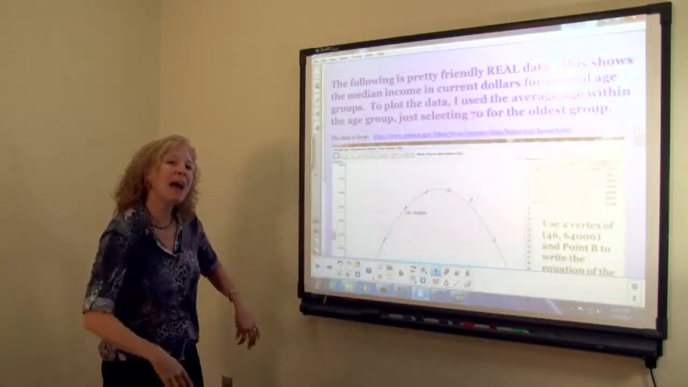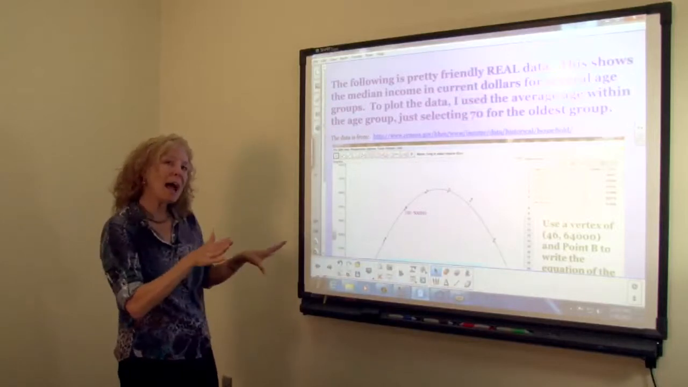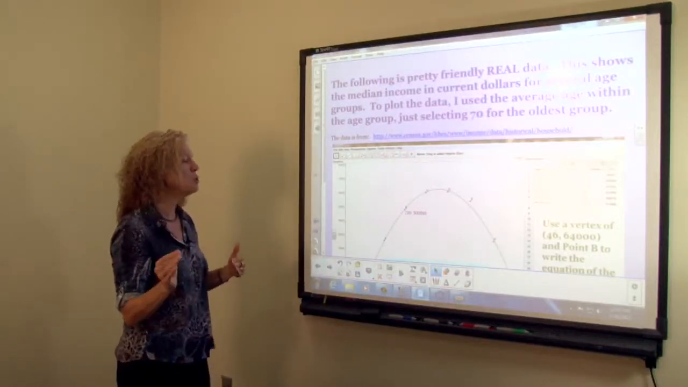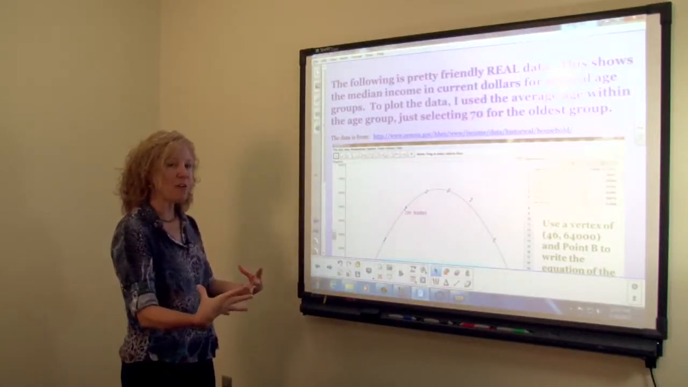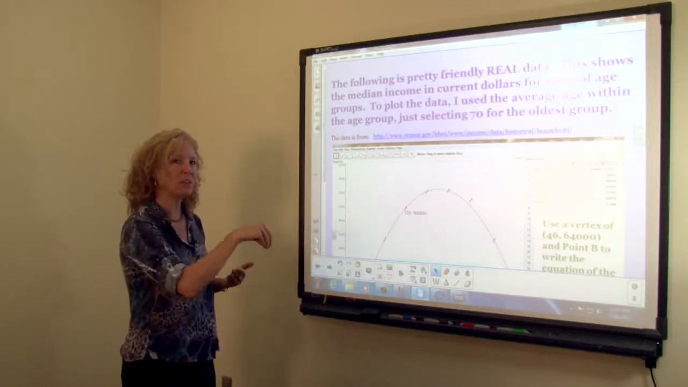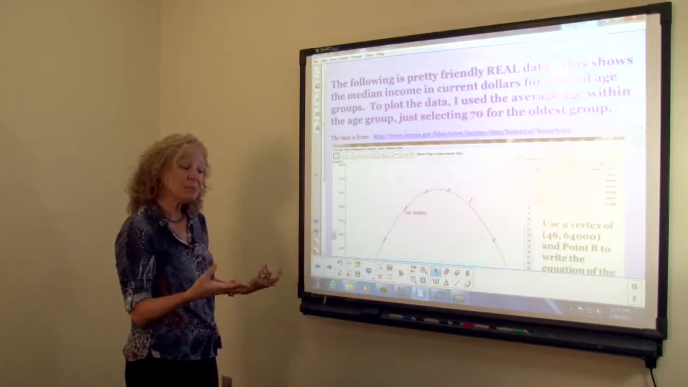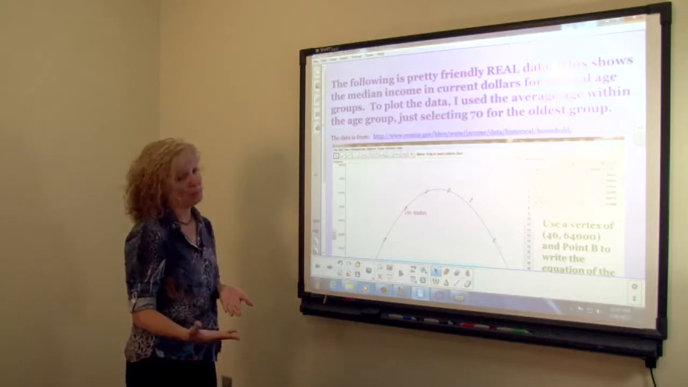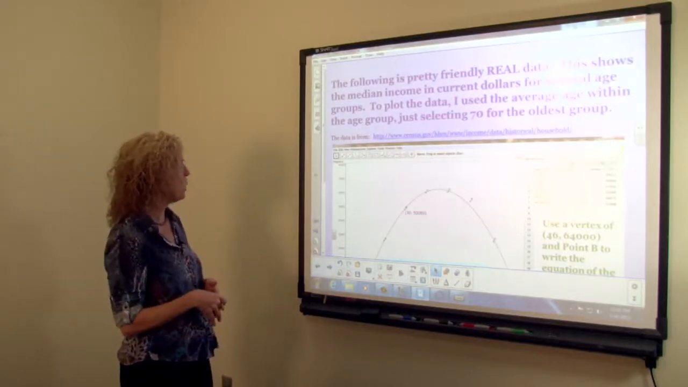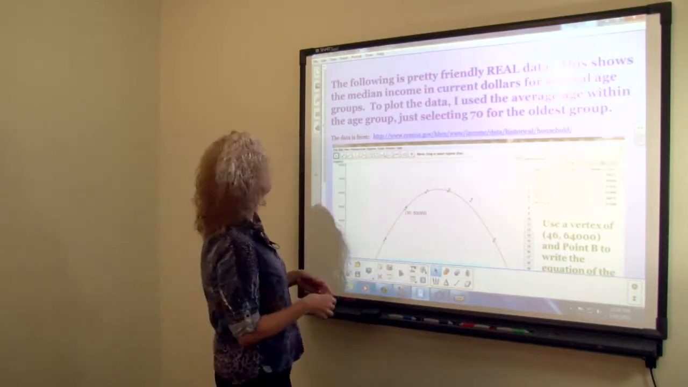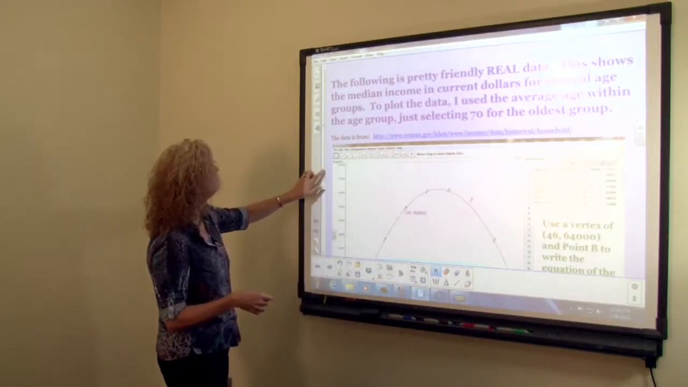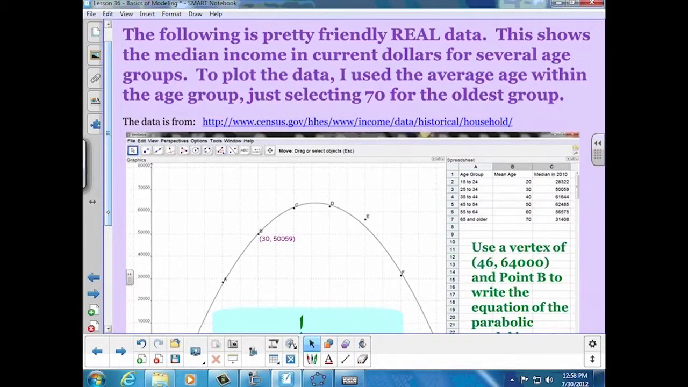Okay, now we're going to go back, and what I'm trying to do is toggle back and forth between you having to do the work by yourself and you working with the technology. Because sometimes you have that technology available, sometimes you don't. So I'm trying to get both ways. Now, this was some interesting data that I came up with. This is coming from the census, and it's showing for different age groups what the median income is in 2010.